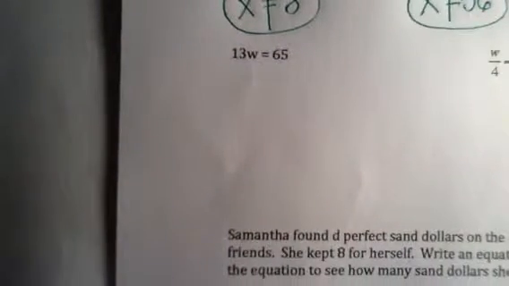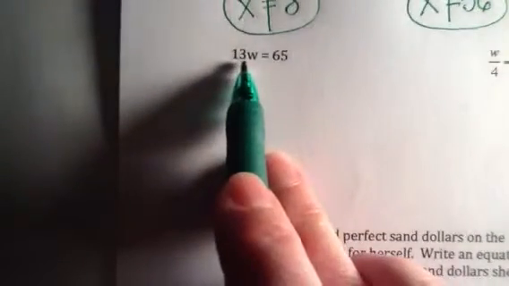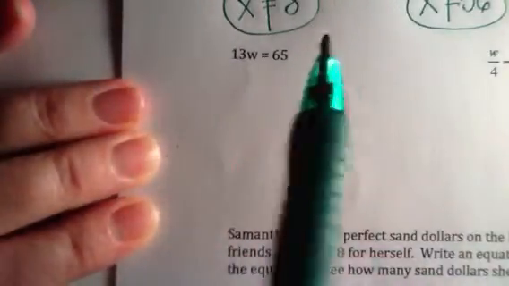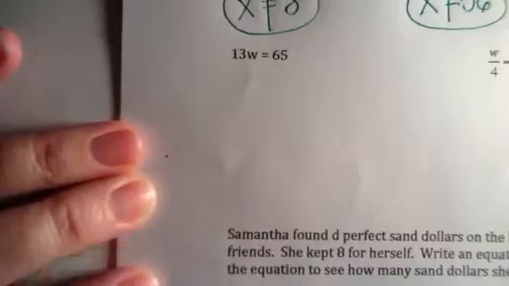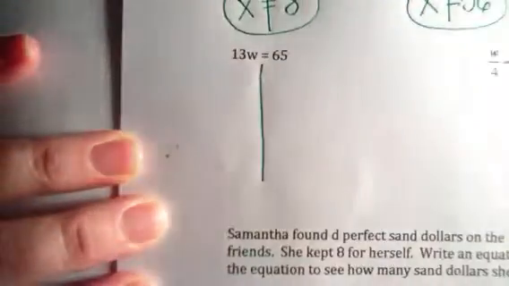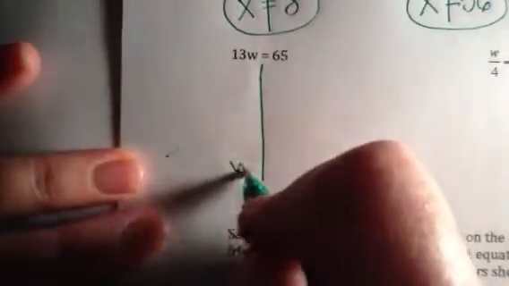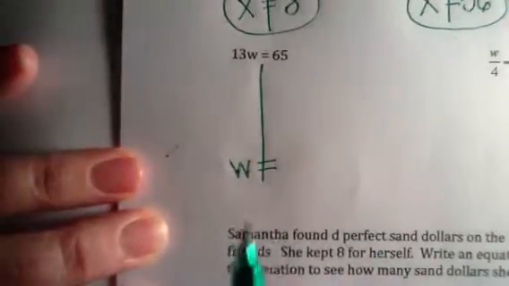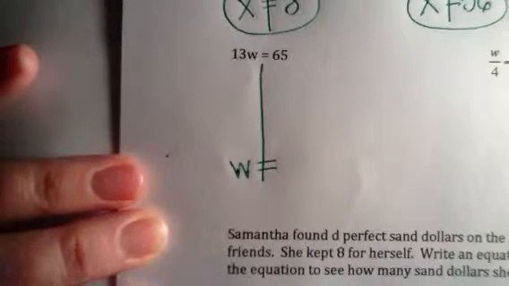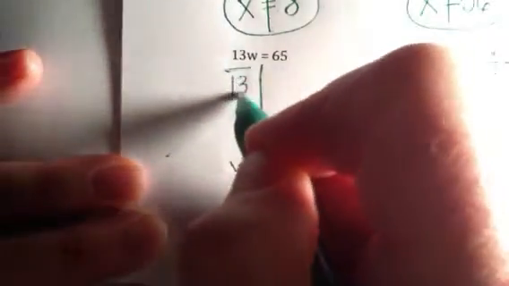The next equation doesn't have any operation. It doesn't have plus, minus, subtract, divide, but when a variable and a number are right next to each other in algebra, that means multiply. So we're splitting our equation down the center, getting the variable by itself, and because this says 13 times w, even though we don't see the times sign, the opposite of multiplying by 13 is to divide by 13.